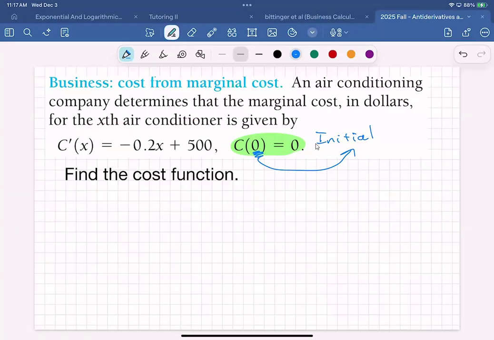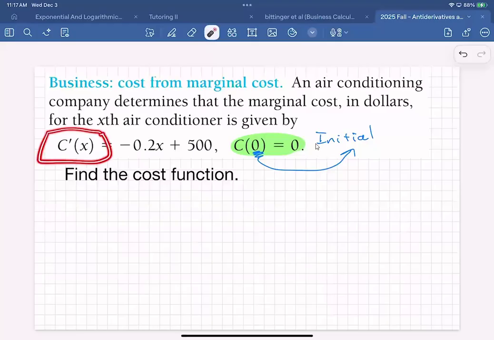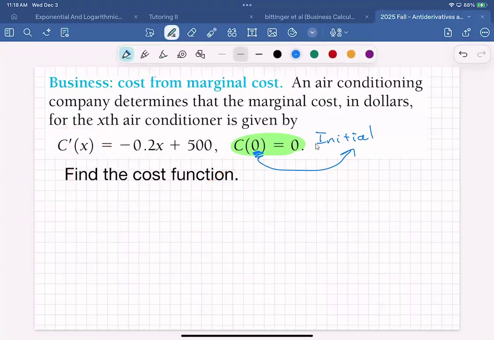What do we do then to get from marginal cost up to the cost function? As far as notation is concerned, remember I'm starting with the derivative. So if I want to get up to the cost function, I need the antiderivative. A great way to write that is C of x will equal the indefinite integral of my marginal cost.